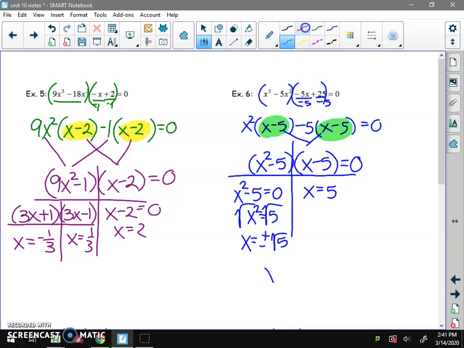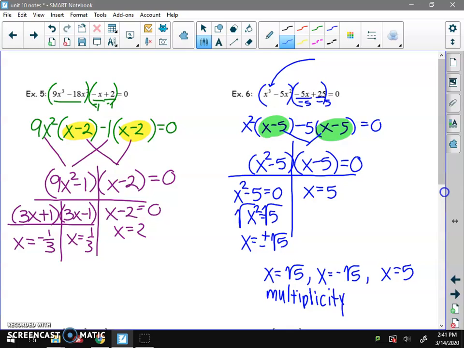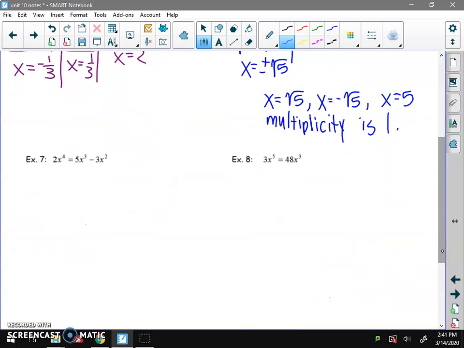So I got 3 answers: x equals radical 5, x equals negative radical 5, and x equals regular 5. I knew I should get up to 3 roots because the highest exponent here was 3, which means it's of the 3rd degree. I got 3 answers and each one showed up once, so the multiplicity of all of these is 1. All right, let's try a couple more examples.